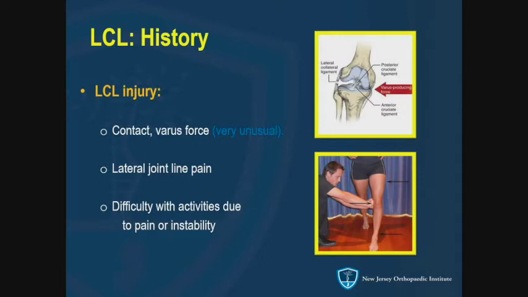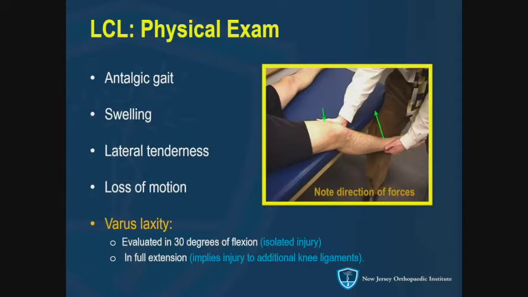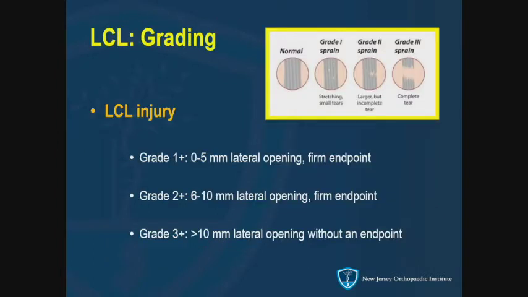Again, typically you're going to have a foot planted and the person gets hit on the medial side of the knee, pushing them into the bow-legged position. Again, it's hard to get in that position, and typically you're not going to see it that much. You'll have lateral joint line pain. Depending on the degree of the injury, that will determine how physically limited the patients are. Similar to the other exams, you'll have a limp, swelling, tenderness on the lateral side. Exam, it's just basically the opposite of the MCL exam where you're evaluating in 30 degrees and putting a varus stress on the knee. If it opens in full extension, you start worrying that it's more than just the lateral collateral ligament, but that there also may be additional ligaments injured.